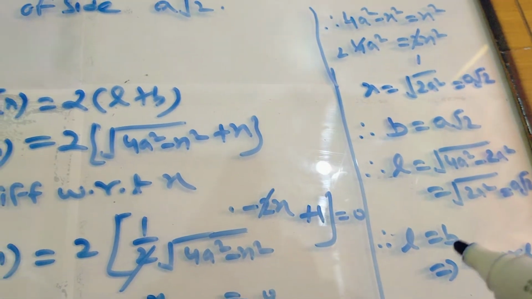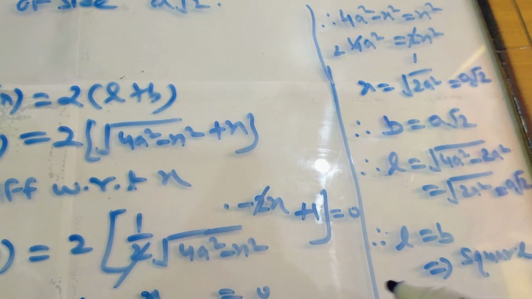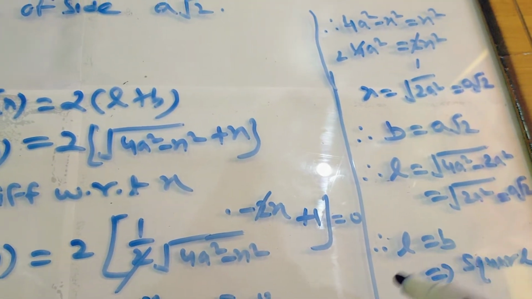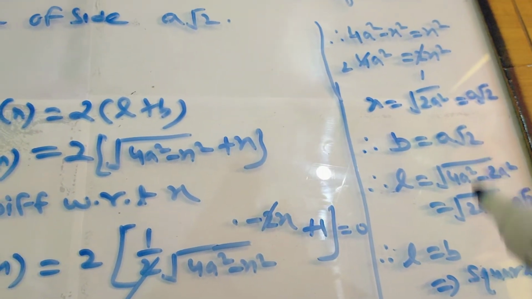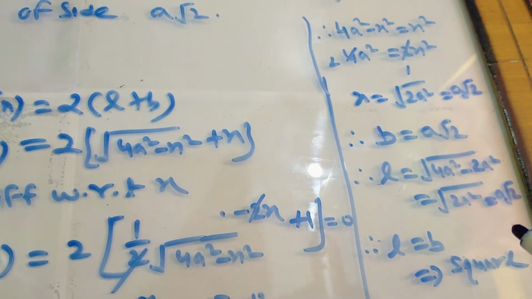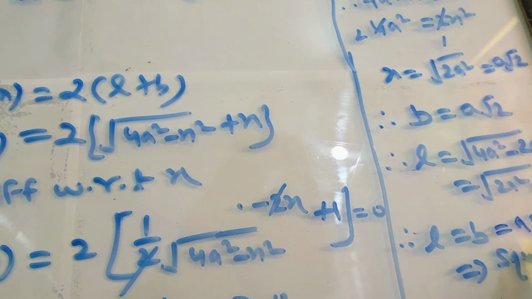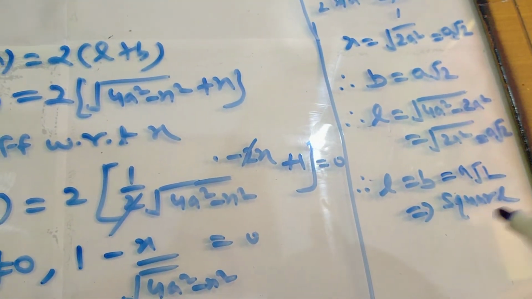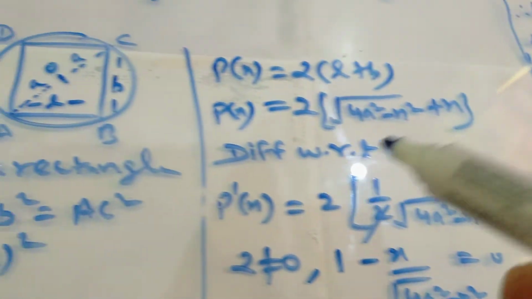Okay. Now we have to prove that its perimeter is maximum. One thing we have proved is that it is a square, and its side is a root 2, because L is also a root 2 and B is a root 2, so L equal to B equal to a root 2. So the square we have proved. Now we have to prove that its perimeter is maximum. So we have to differentiate. What do we have to differentiate?